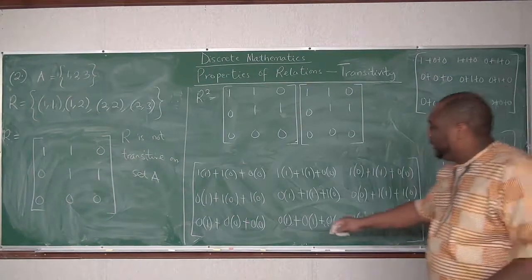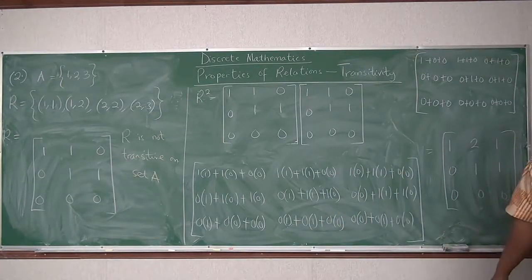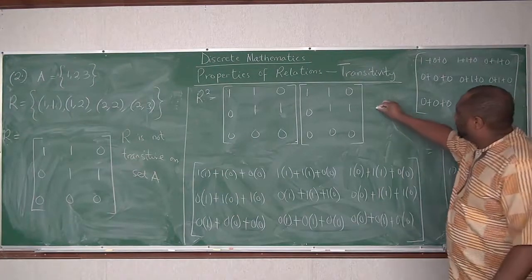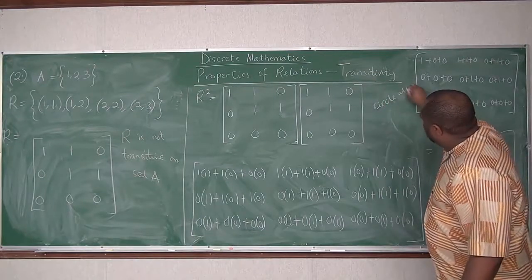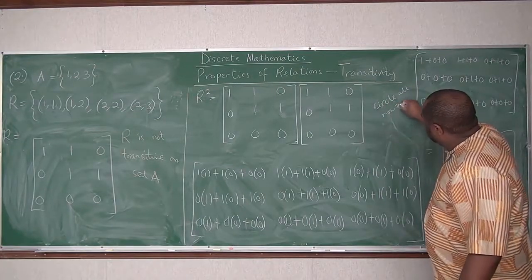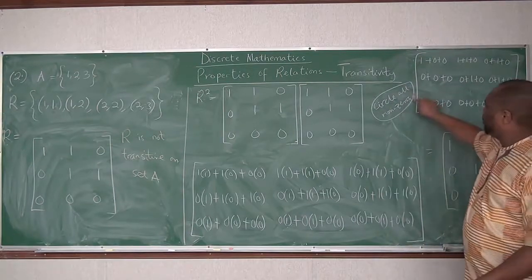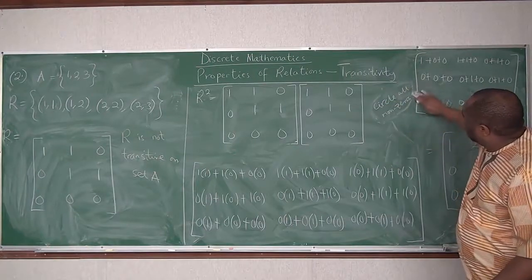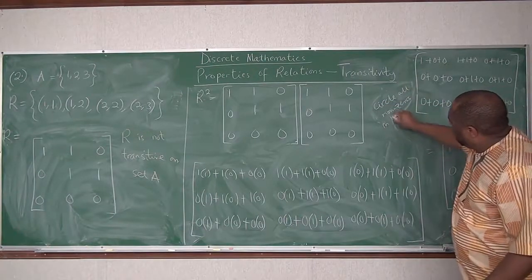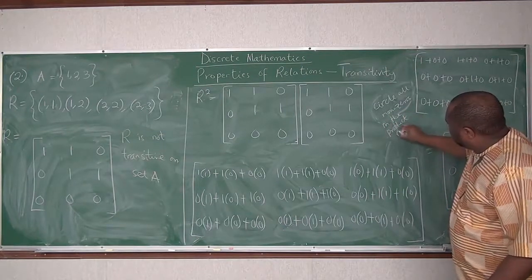Now the next thing you do here is, let us circle all non-zeros. Circle all non-zeros in the product matrix.